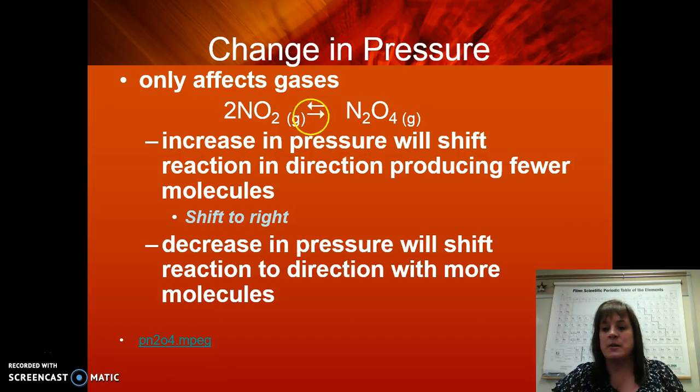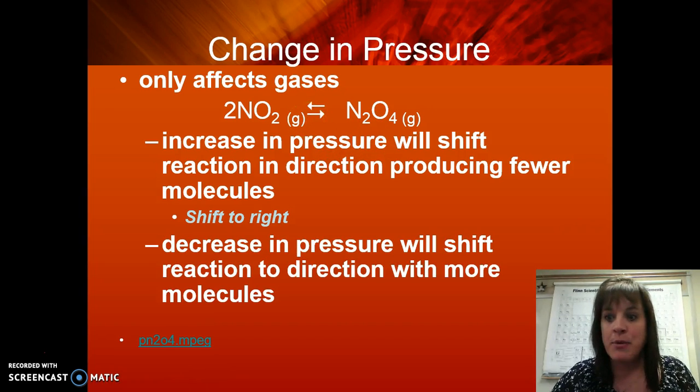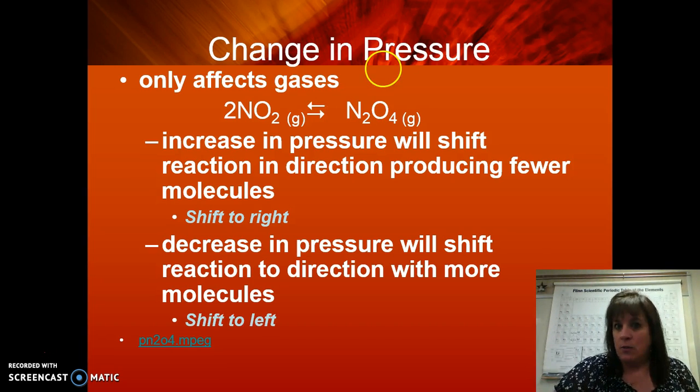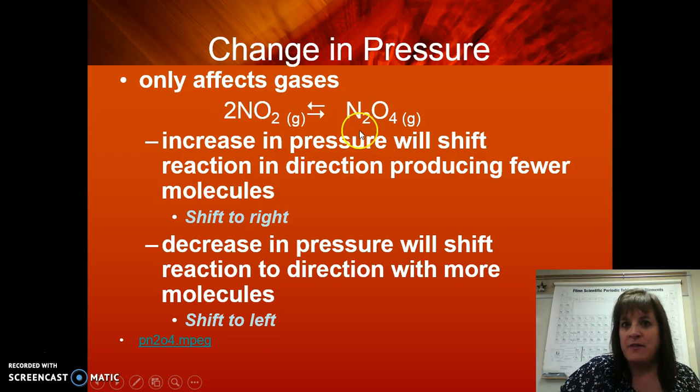If I decrease the pressure, then it wants to replace that pressure. It wants that pressure back. How does it do that? It makes more molecules. And the way it would do that is it would shift to the left. So I have 1 molecule here and 2 here. So I'm going to shift in the direction to make more molecules.